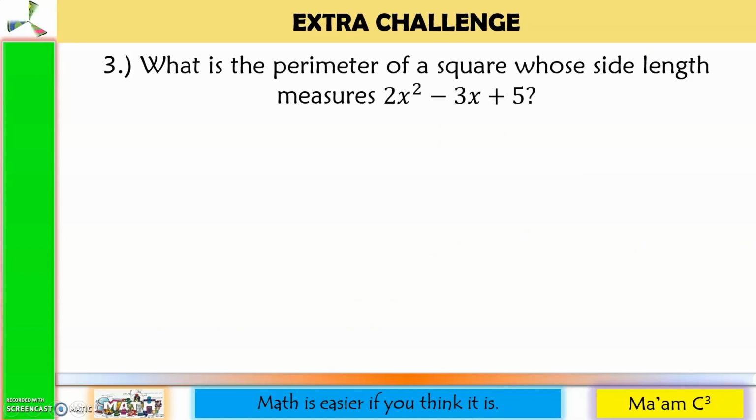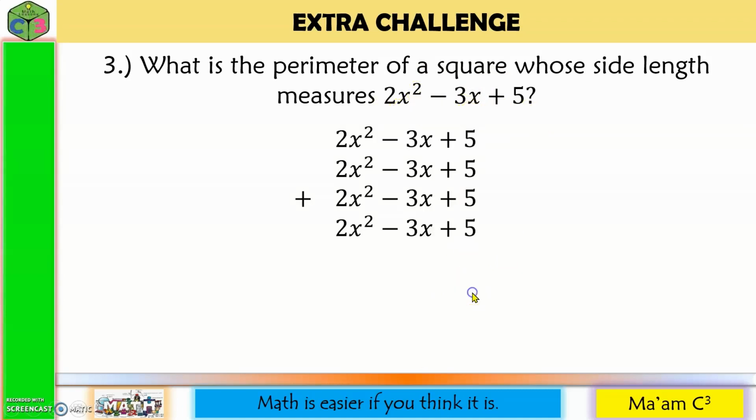Another one. What is the perimeter of a square whose side length measures 2x squared minus 3x plus 5? We know that a square has 4 equal sides. So we are just going to add 2x squared minus 3x plus 5 4 times.